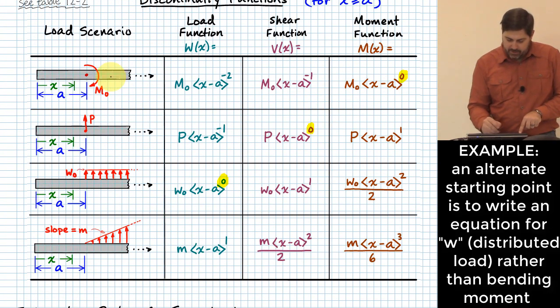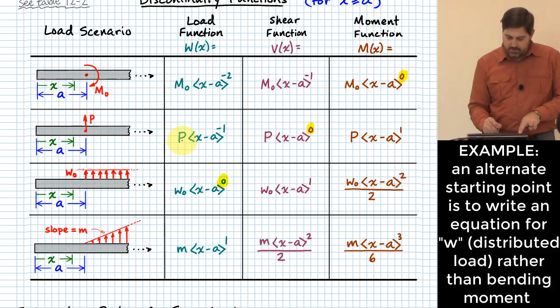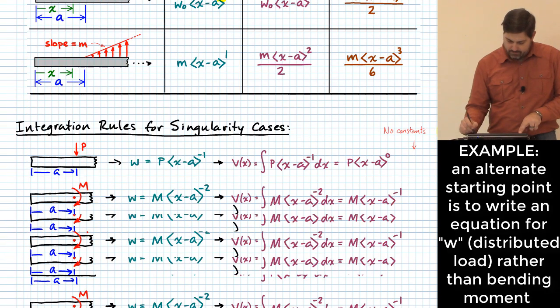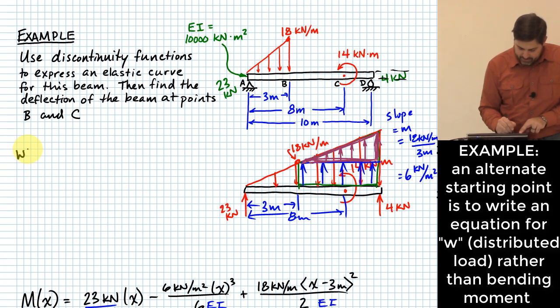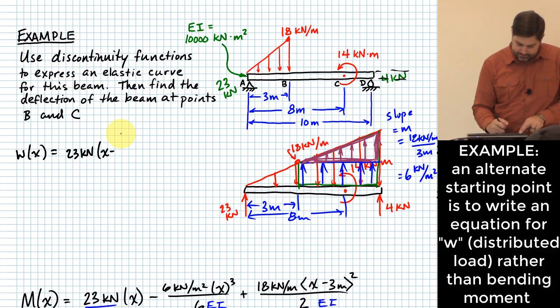So now let's again start at the left end of the beam. We started with a reaction at location A, right? Whatever that reaction is, times x minus a to the minus 1. So W of x is going to be equal to that load, 23 kilonewtons, times x minus 0, because there's no material to the left of that point. I'll write it out in full: x minus 0, raised to the minus 1.